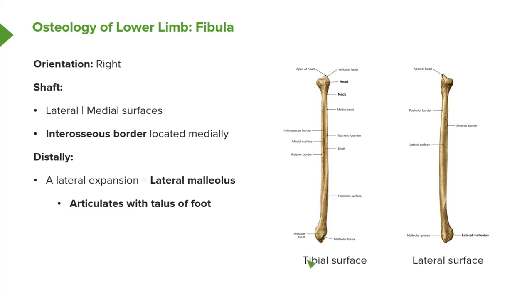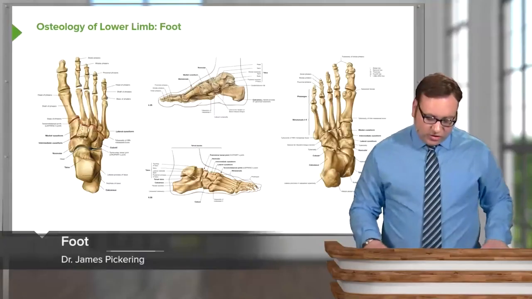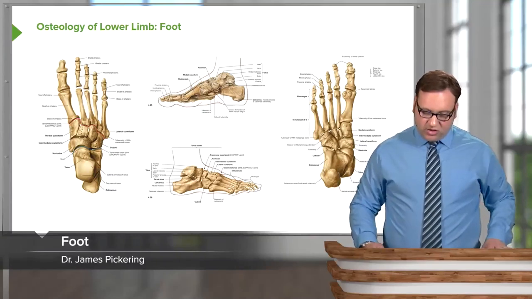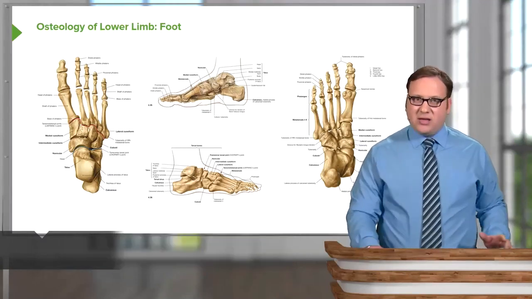Distally, we have a lateral expansion, and this is the lateral malleolus. Here we can see the malleolar fossa, and here we can see the lateral malleolus here. And this, combined with the medial malleolus, forms the articulation with the talus of the foot to form the ankle joint.